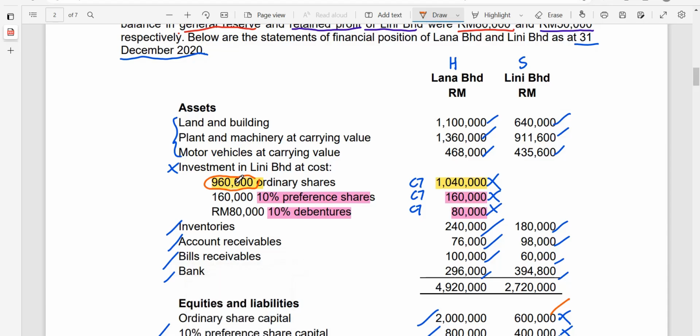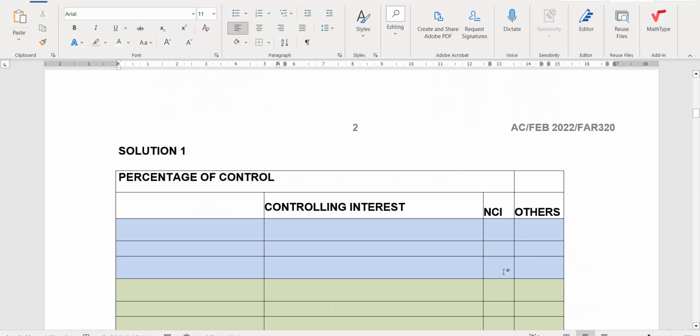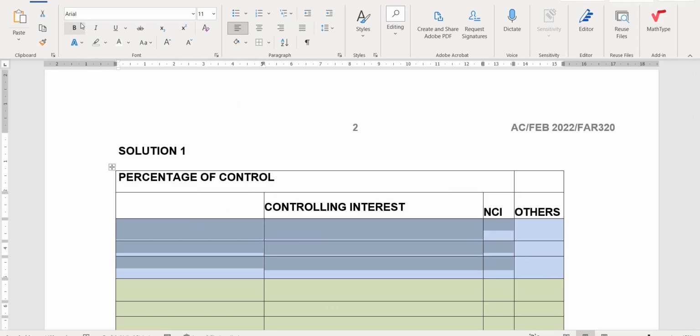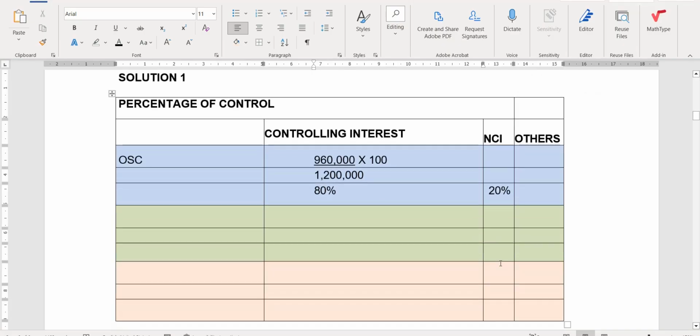you will take 960 divided by 1.2, and if you do that, you get this percentage here. Therefore you will have the figure, which is 960 divided by 1.2 million ordinary shares times 100, so 80% is for the controlling interest and the 20% is for the non-controlling interest. Next we go on to the second one.